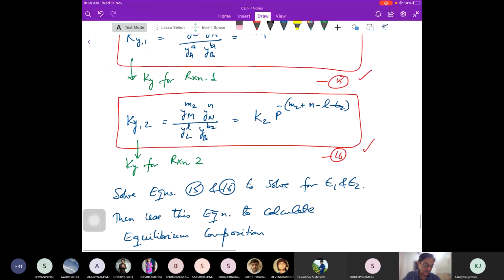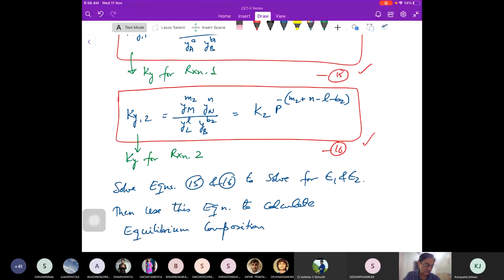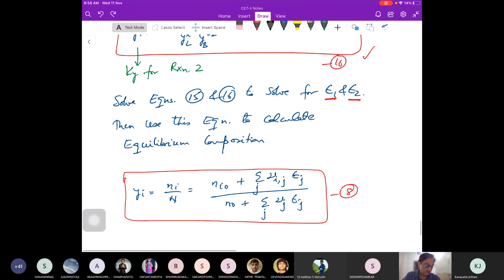So solve equations 15 and 16 to get epsilon 1 and epsilon 2. Now we have two values of epsilon for the two reactions, epsilon 1 and epsilon 2, which we have to solve for, and then we can calculate the equilibrium composition. This is the equation we derived. Once you get the epsilon values, you can calculate the equilibrium composition of each component.